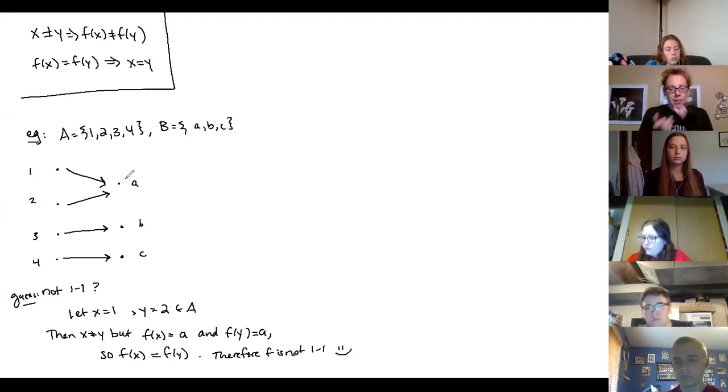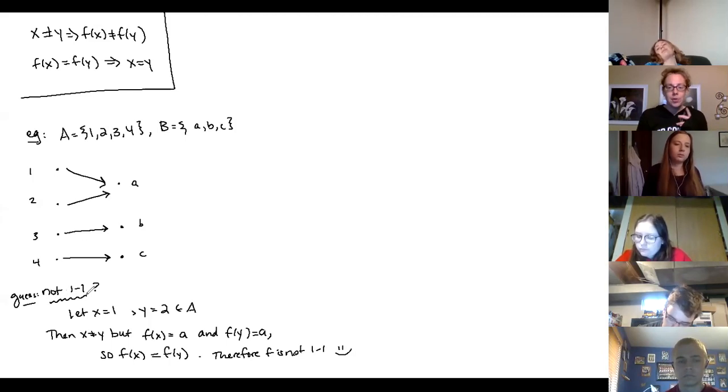Grant, question. Was this a disproof? Yes, because my guess was not 1-to-1. So since we're saying not, we did a disproof in this one, yes. We also know we did a disproof because we had a specific counterexample.